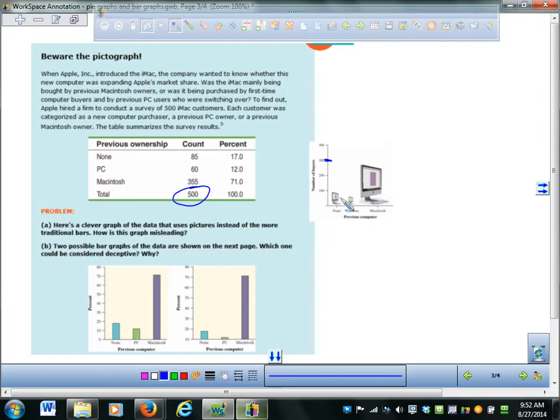Warren, can you put your phone away, please? Thank you. Yeah, come on, Warren. You know. Why is this graph misleading, Warren?